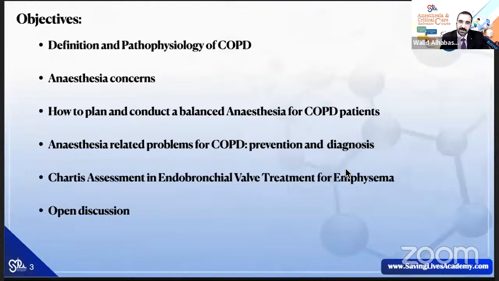And I will give you a good example of one of the most common procedures done nowadays for these patients. It's called Chartis assessment. What is the Chartis assessment? This is an assessment procedure done intraoperatively under single lumen tube anesthesia with flexible bronchoscopy. It's a preparatory session for an endobronchial valve treatment for emphysema. I'll explain all of what's happening in the last slide of this presentation. Then we'll open a discussion about this lecture.